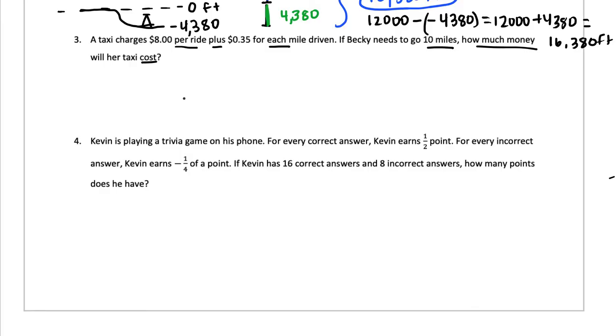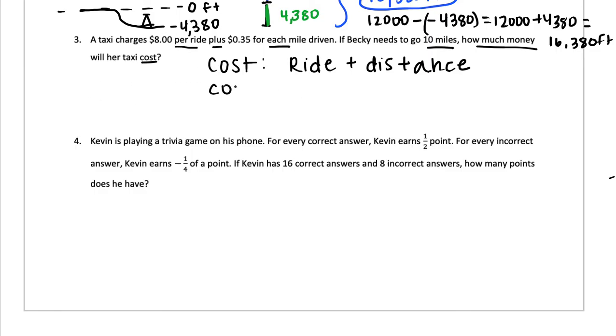There's a lot of information given in this, and so I want to break this down into, ultimately, the cost is coming from the ride plus the distance that they're charging you. So right away, the taxi is going to charge $8 for Becky's taxi ride, no matter what.